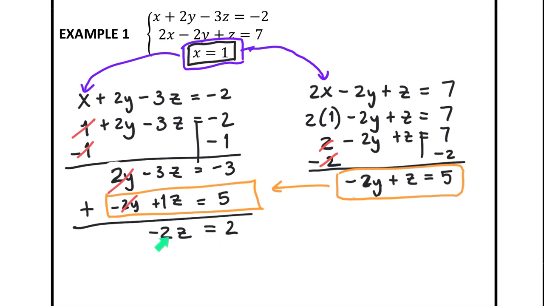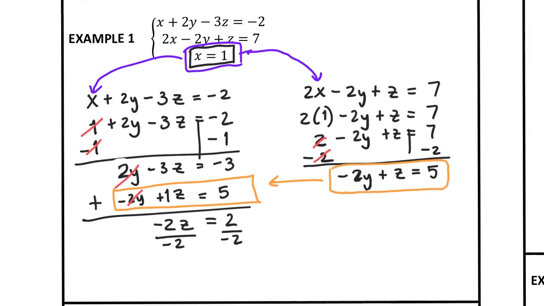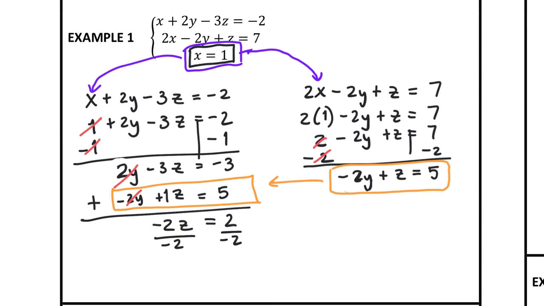And then here, can I solve for z? Yeah. I can divide by negative 2 on both sides. And that's going to cancel these two. And so z is equal to negative 1. So that's one answer down.